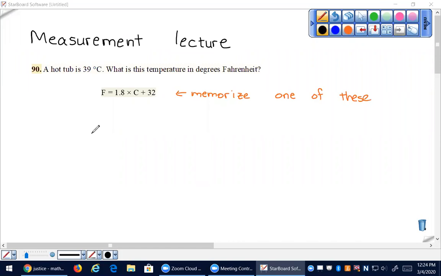Right. So Fahrenheit is 1.8 times the Celsius. I just plug in the 39 plus 32. If I'm doing this bit by bit, remember terms, right? The multiplying happens before the adding. My calculator, of course, doesn't care. It just does everything.